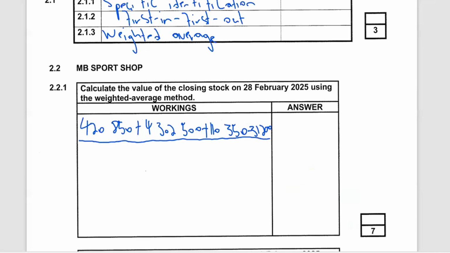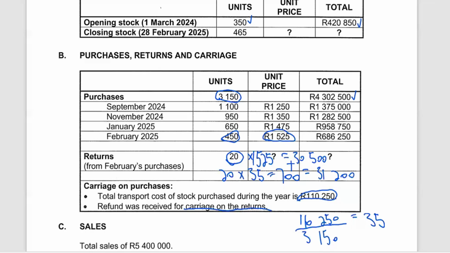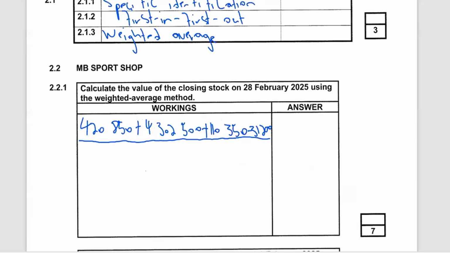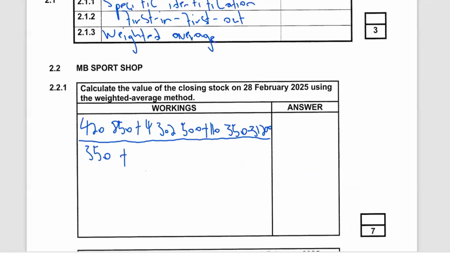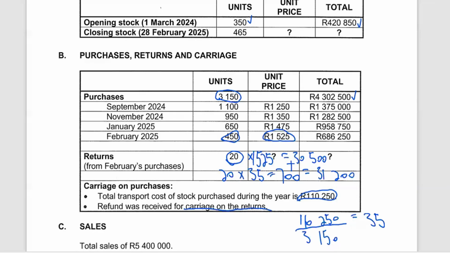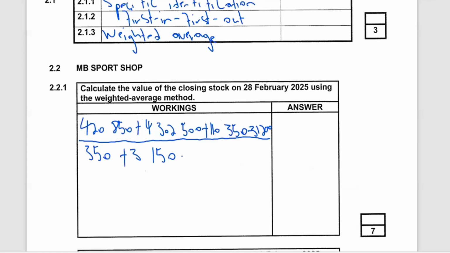Then divide, this is the total value divided by the number of units. So units that you have at the beginning of the year, we have 350 units, plus our purchases, we have purchased 3,150 units. Then minus the returns of 20 units.